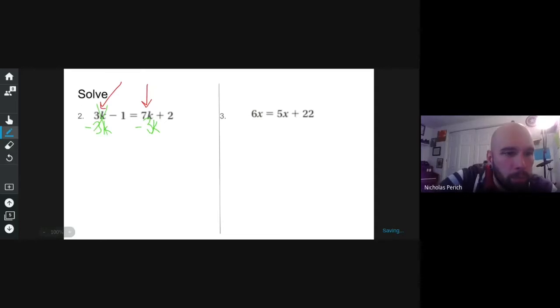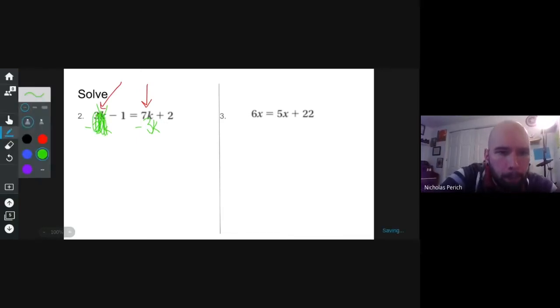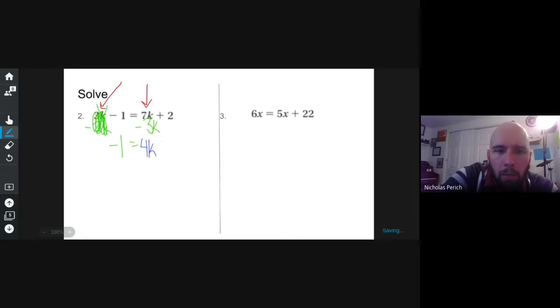Cross that out. Notice that when I wrote minus 3K, I wrote minus 3K underneath the K's because they're like terms. So the left side, the 3K kills off the 3K, and then those 3Ks are gone. On the left side, I now have -1 equals. On the right side, I have 7K minus 3K, which is 4K plus 2.